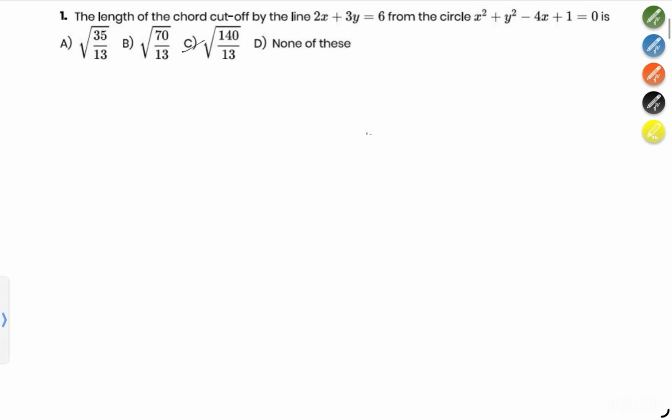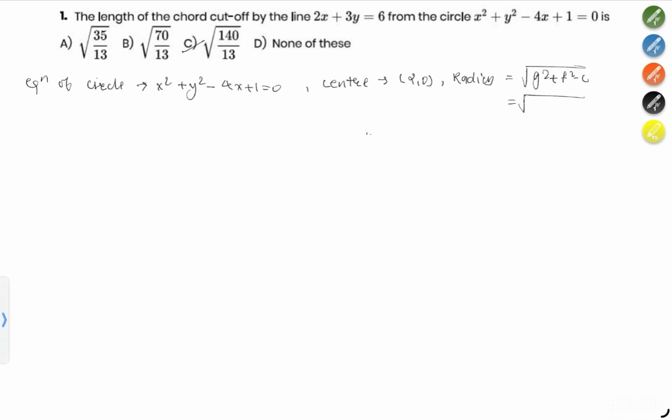Question number 1. They have given us the circle. The equation of the circle they have given is x square plus y square minus 4x plus 1 equal to 0. Regarding this equation we can say the center is (2, 0) and the radius is equal to square root of g square plus f square minus c, that is square root of 4 plus 0 minus 1, so root 3 we get.